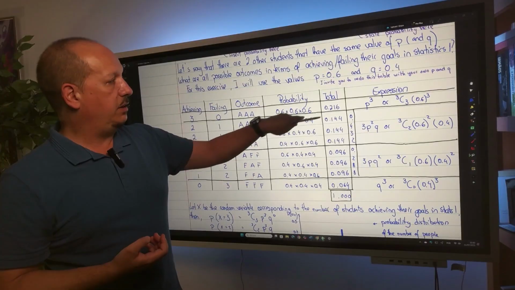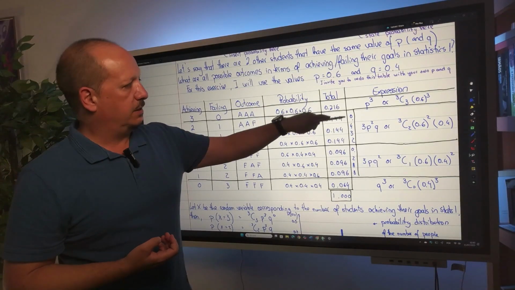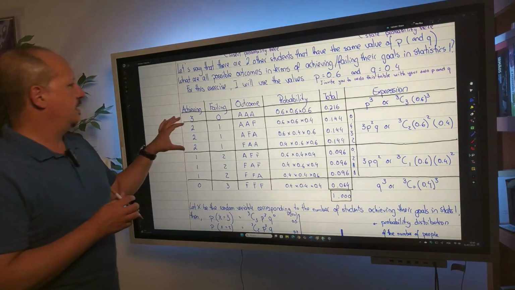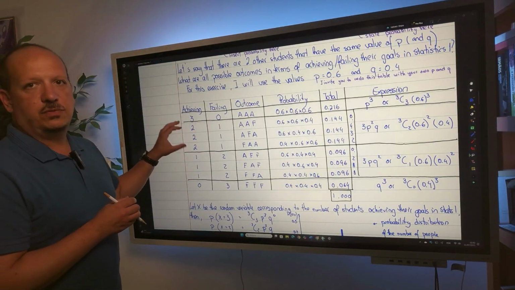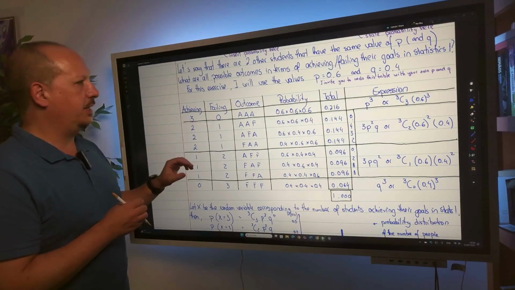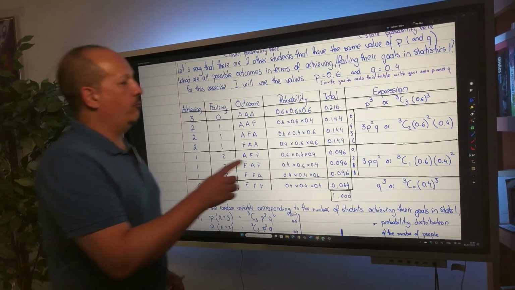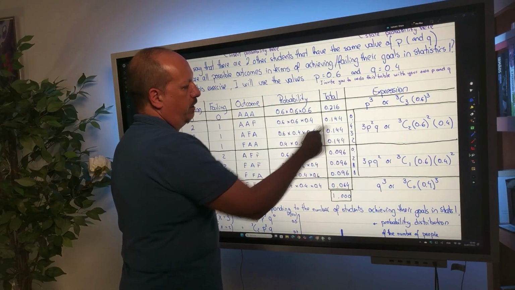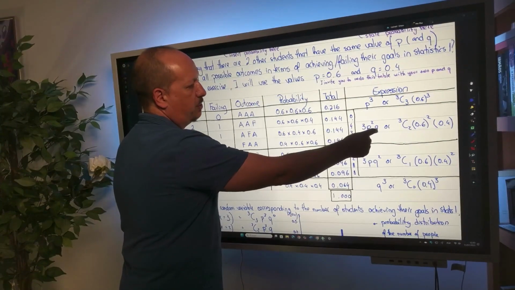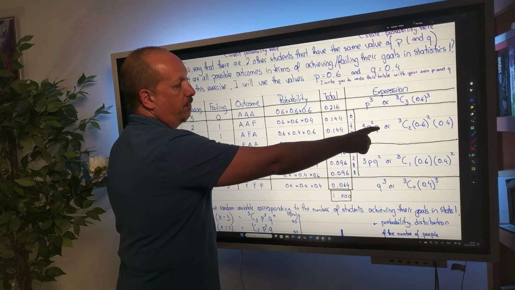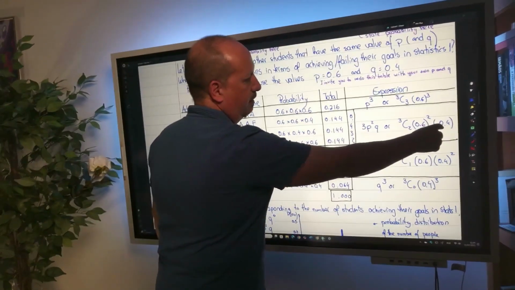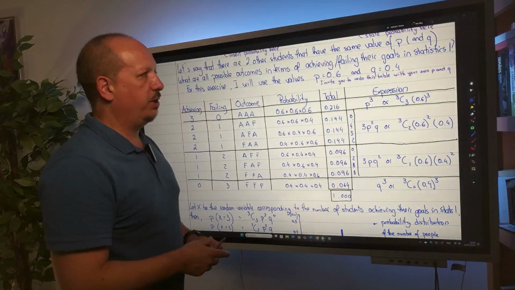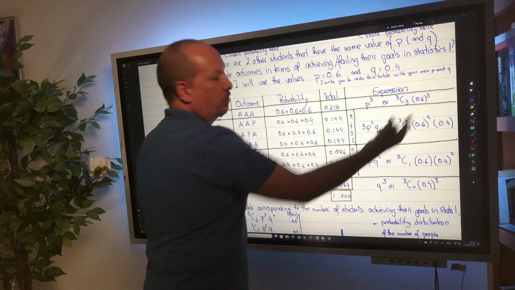But altogether, if you add these 3 results, here you have it. This is the overall probability for this situation: 2 students achieving, 1 failing. So you have 3 possible arrangements of the probability 0.6 squared times Q, which is 0.4. 0.6 squared times 0.4. And you already know that this combination should be equal to 3. And this equals 1.